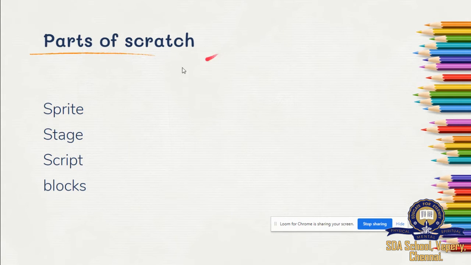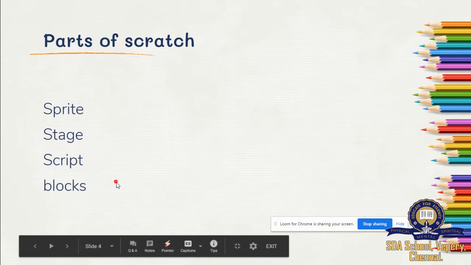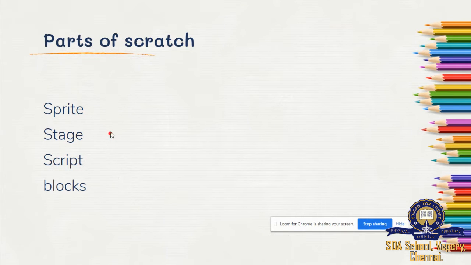So, parts of Scratch. What are the parts of a Scratch website? Sprite, stage, script and blocks are the parts of the Scratch website. The main things are the sprite and the stage. All these words starting with S are the main parts of Scratch. First of all, I'll tell you what is a sprite.